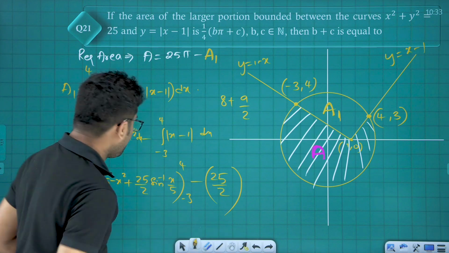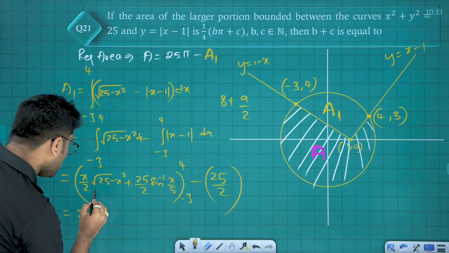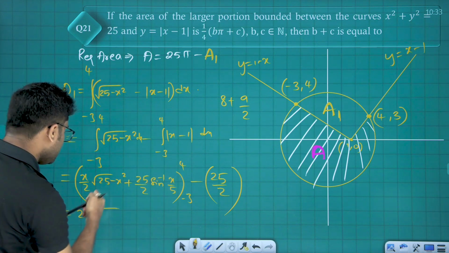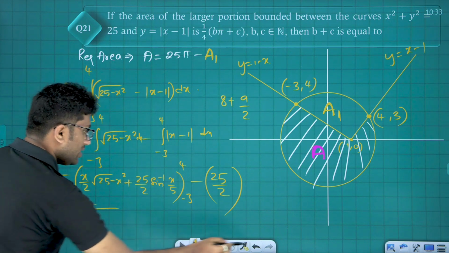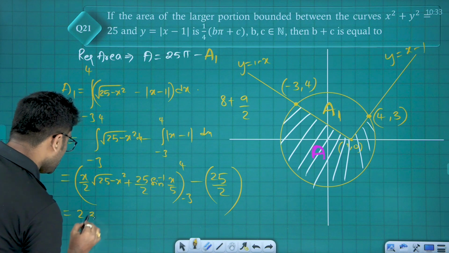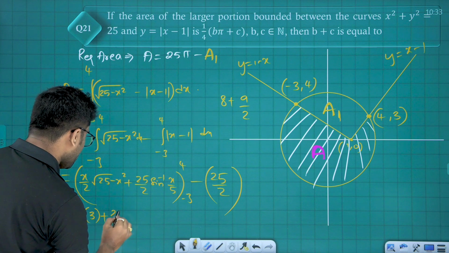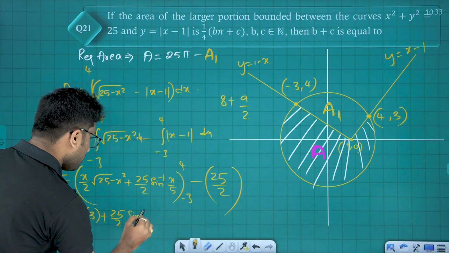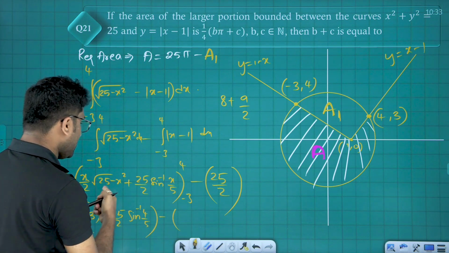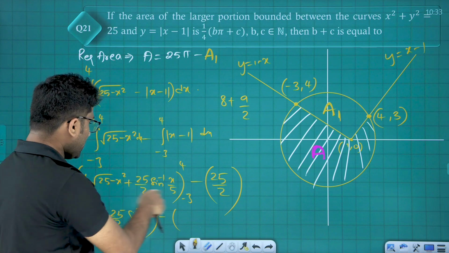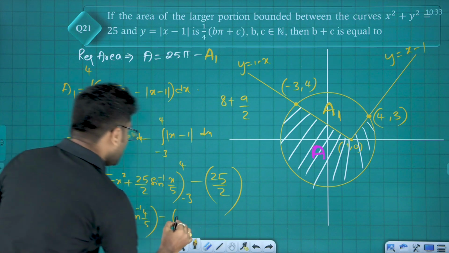So get this directly. Now if we put x equals 4: 4 by 2 is 2, into root over 25 minus 16. 25 minus 16 is 3, so 2 into 3, plus 25 by 2 into sine inverse of 4 by 5, whole minus of, if we put minus 3: minus 3 by 2 times root over 25 minus 9. 25 minus 9 is root 16, root 16 is 4. So that is again minus 6.